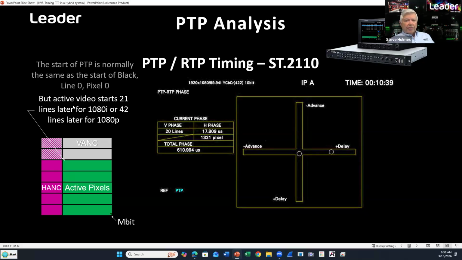But you want to make sure that if you're 1080p, you should be 42 lines out. If you're UHD, you would be 42 lines out because it's made up of a bunch of 1080p's underneath the hood. So we're referencing this back against PTP and then checking against that RTP timestamp that's in the header of every single video packet. So all of one frame has the same RTP stamp. That RTP stamp is the time when the very first packet is created.